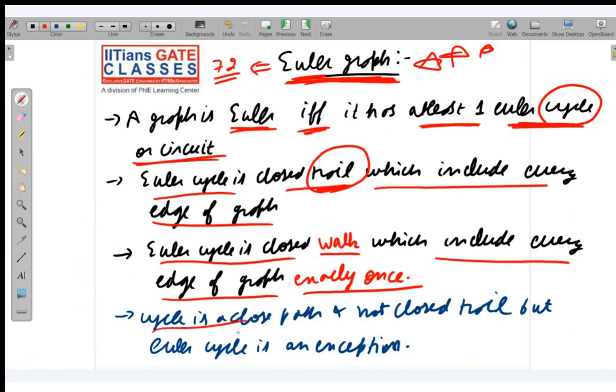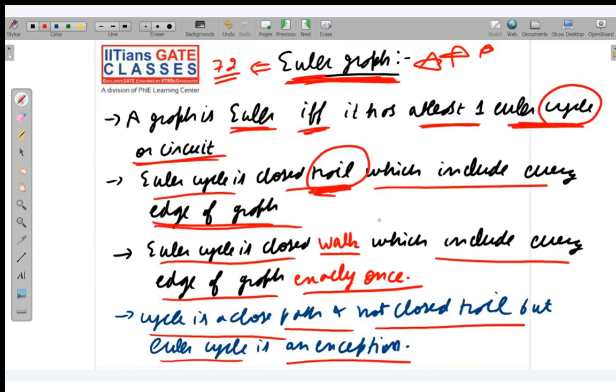Okay, so cycles, I have written this point clearly. See this, cycle is a closed path and not a closed trail, but Euler cycle is an exception. Euler cycle is a closed trail which includes every edge of the graph. So take snapshot, I will jump to the next slide.